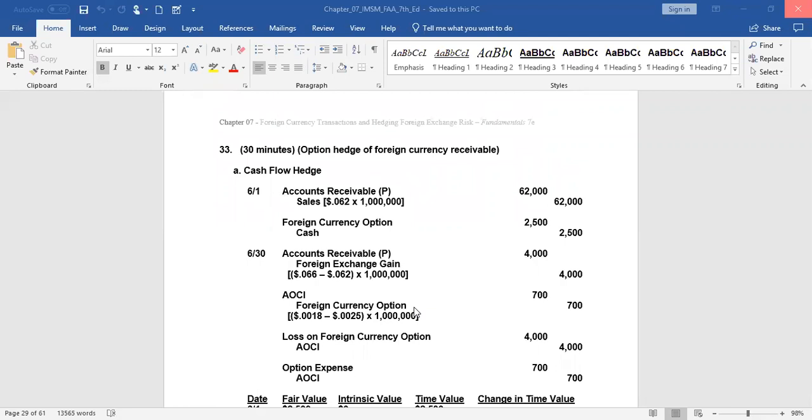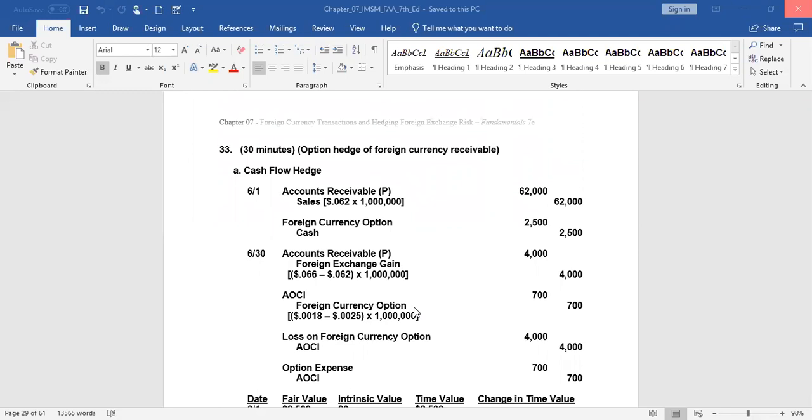Assume Alexander designates the foreign currency option as a cash flow hedge of a foreign currency receivable. Well, we know this is a receivable because the company is selling to a foreign customer and waiting for 1,000,000 pesos to be paid to them. Now, since the company prepares its financial statements in terms of US dollars instead of pesos, they must convert those pesos to the US dollar when they're completing their journal entries.